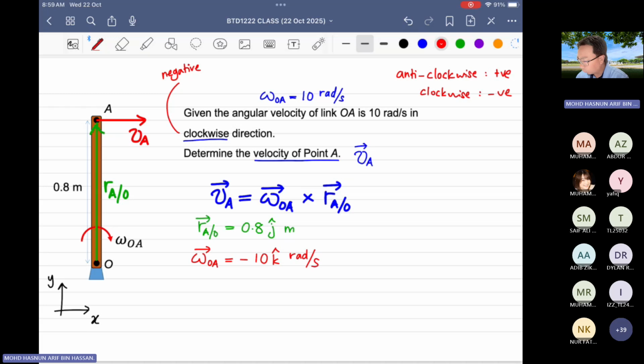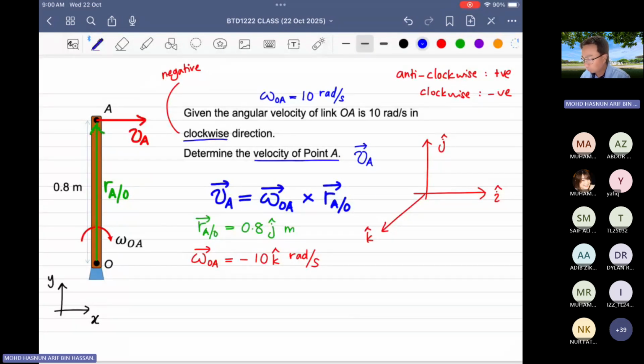We have x, y, and z. This is the x-axis, which is unit vector i. We have the y-axis, which is unit vector j, and we have the z-axis, the unit vector k. Rotation always occurs in the z-axis.